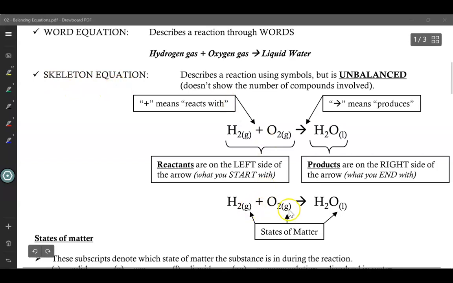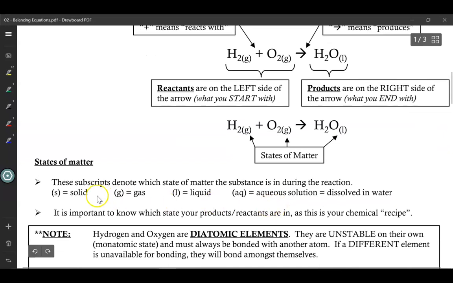Now, these symbols down here represent the state of matter for the particular element or compound. S stands for solid, G stands for gas, L stands for liquid, while AQ stands for aqueous solution, meaning that it was dissolved in water. So it's not good enough just to tell the reader that hydrogen plus oxygen makes water. You must tell the reader that hydrogen gas reacts with oxygen gas to produce liquid water. The states of matter matter.